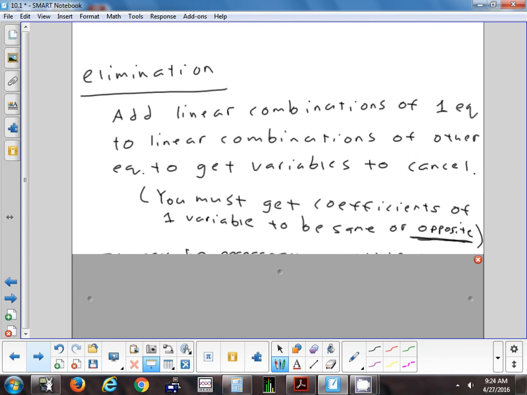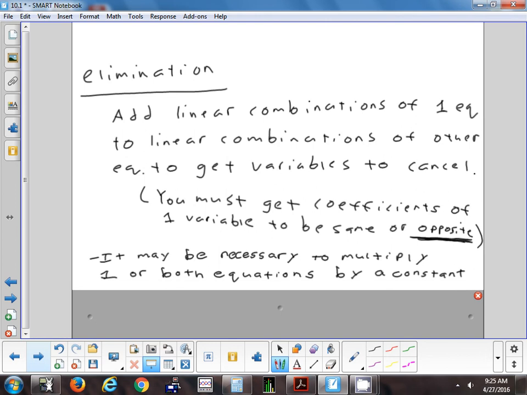Because if you have two numbers that are opposites and you add them, what do you get? You get 0. They cancel out. If you were doing the same, the idea would be to subtract. If you get two numbers that are the same and subtract, it's 0. Okay? But let's just try to get them to be opposites. That's how we'll do it.